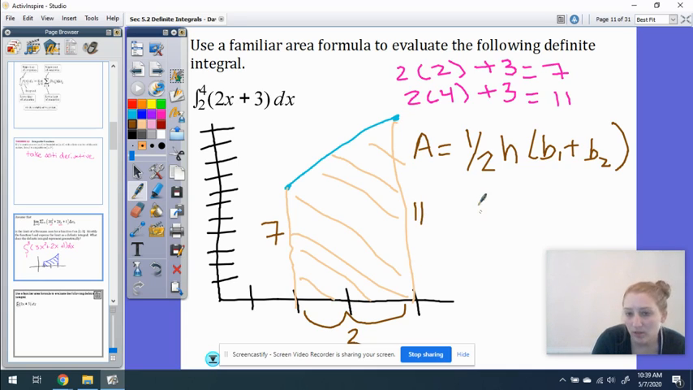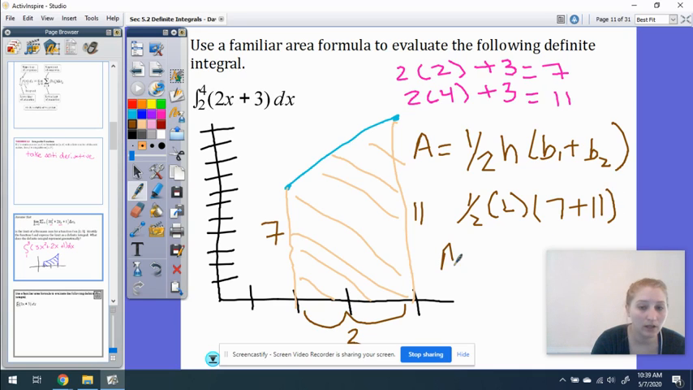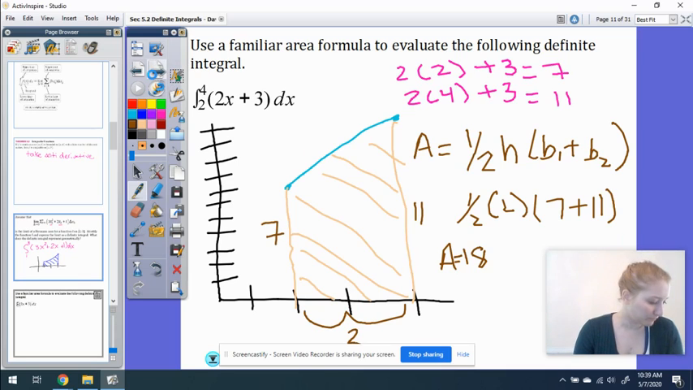Okay, so now I can substitute this in to find the area. So I'm going to say 1/2 times 2 times (7 plus 11), which is 18. All right, awesome. Let's do another one. So this one's going to look a little bit different. We're not going to do a trapezoid this time.